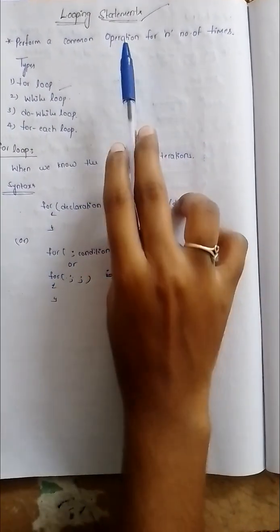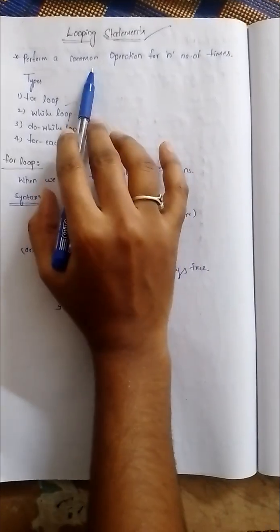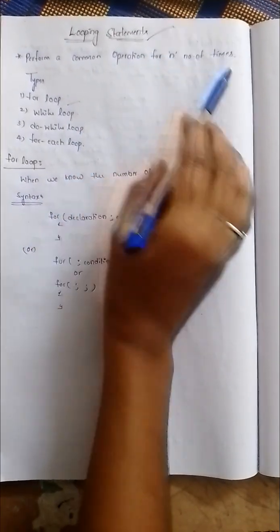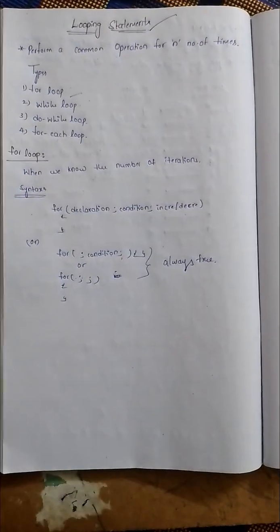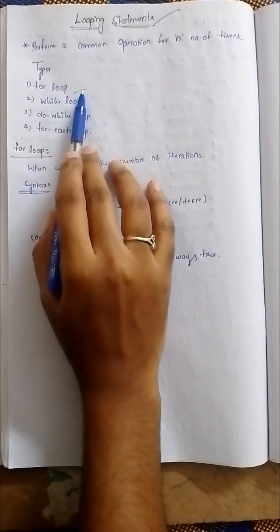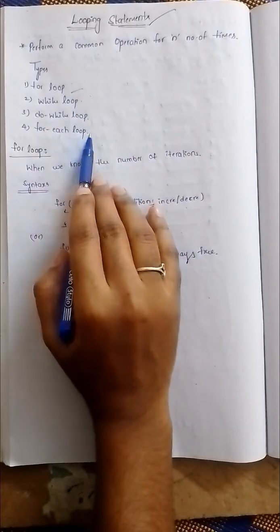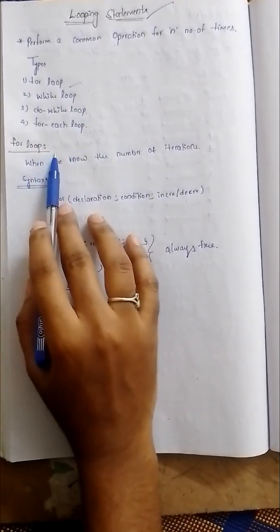Today our topic is looping statements. Whenever we want to perform common operations for n number of times, then we go for looping statements. The types of looping statements are four types. First one is for loop, second one is while loop, third one is do while loop, and fourth one is for each loop. First we can discuss for loop.